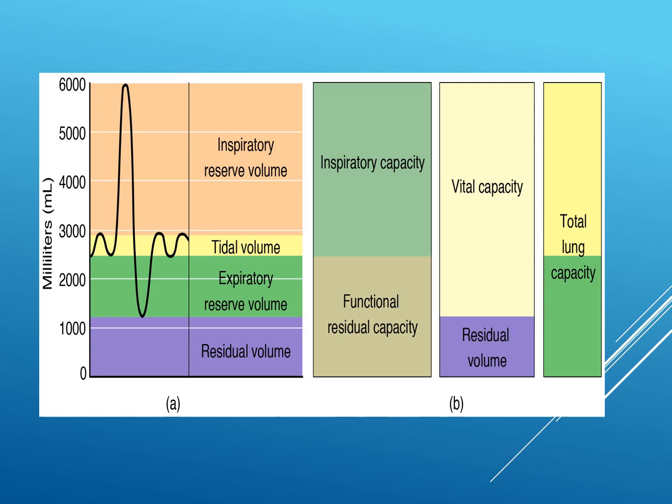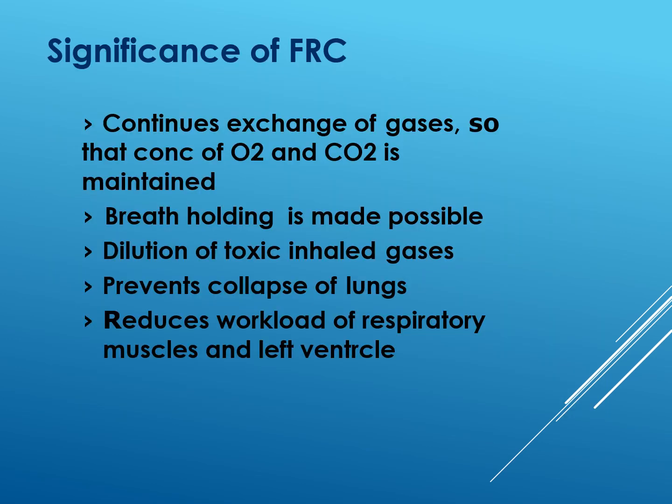It equals the vital capacity plus residual volume. Vital capacity plus residual volume gives the total lung capacity. Vital capacity is nothing but the amount of air that can be expired after maximal inspiration, and that plus residual volume gives the total lung capacity. Now we'll see the significance of functional residual capacity.